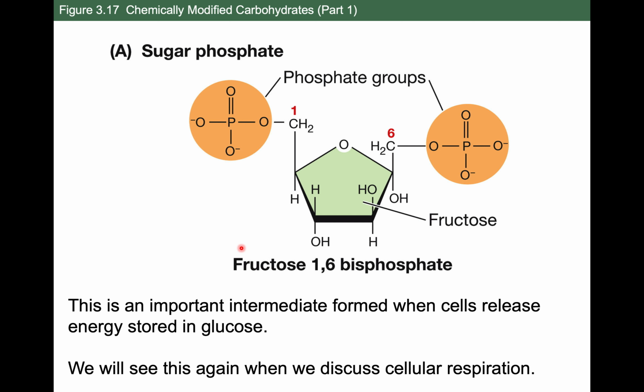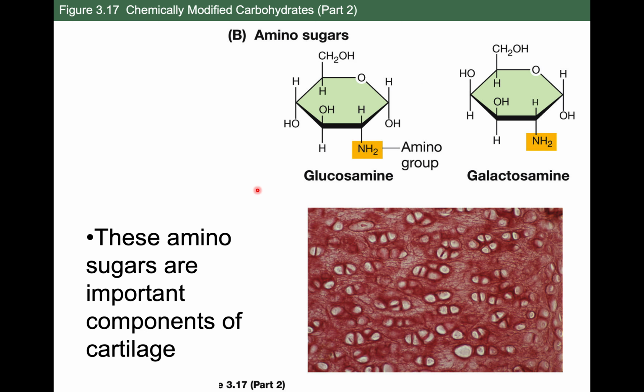And sugar phosphates you see in some of these key energy reactions that are occurring in cells. And in fact, this particular example here, fructose 1,6-bisphosphate, we're going to see again in an upcoming chapter when we look at cellular respiration. This is a common intermediate found during that process. But again, you might remember the phosphate groups are typically found in energy-rich molecules, so that shouldn't be a big surprise to you that this is a key energy intermediate.